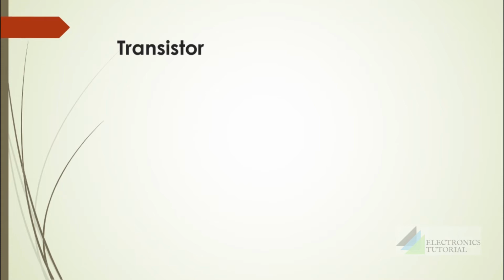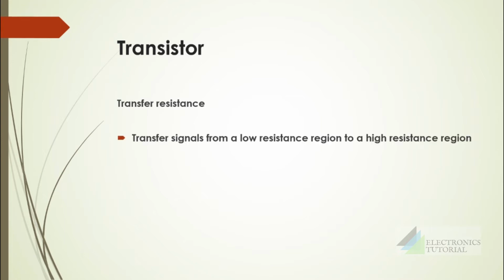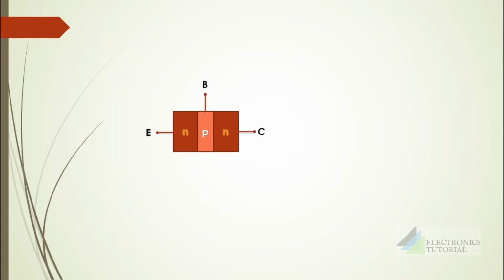Today, let's have a basic idea about transistor, its construction and its working. The term transistor indicates transfer resistance. It transfers signals from a low resistance region to a high resistance region. There are two types of transistors, NPN transistor and PNP transistor.